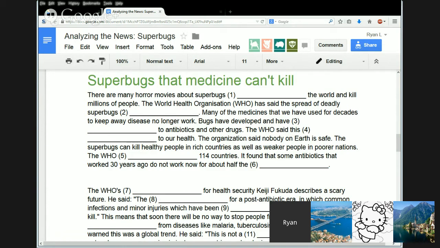The WHO looked at data from 114 countries. It found that some antibiotics that worked 30 years ago do not work now for about half the people who take them.